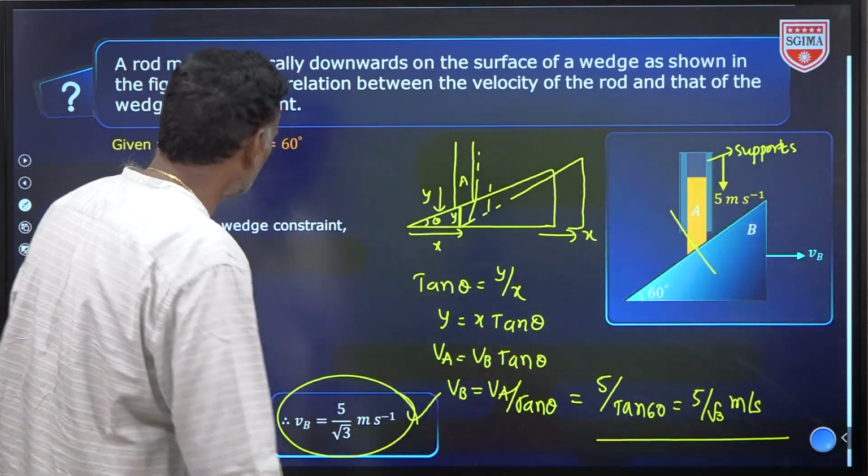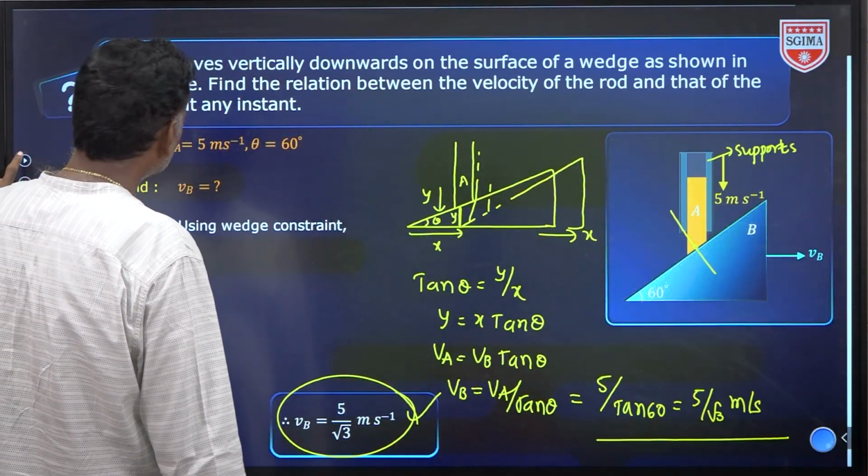These are some questions and illustrations based on constrained motion, right?